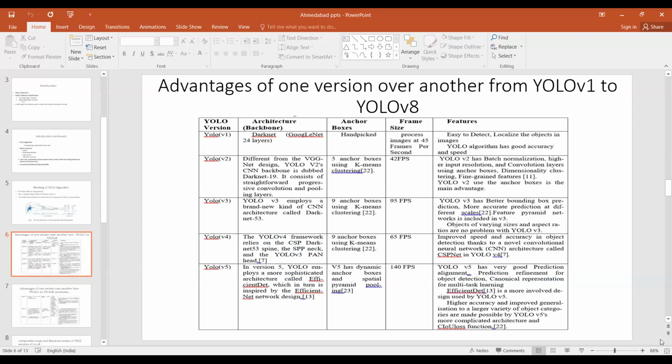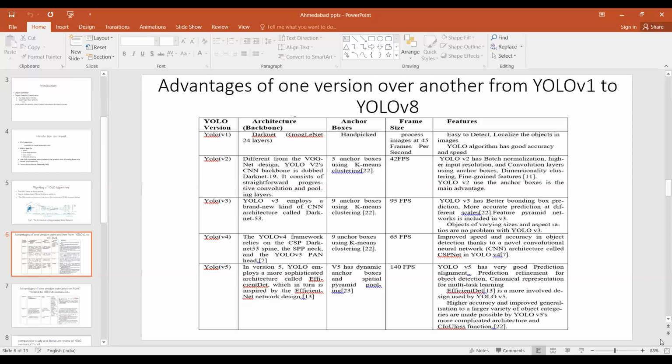So in this slide, I have mentioned some advantages of one version over another from YOLO V1 to V8. The table here explains a comparative study of advantages of YOLO versions V1 to V8, which includes architecture, anchor boxes used, frame size for image processing, and its features. YOLO V1 uses Darknet and processes images at 45 frames per second, and it is easy to detect and localize the objects using the YOLO V1 algorithm. The YOLO algorithm has good accuracy and speed.